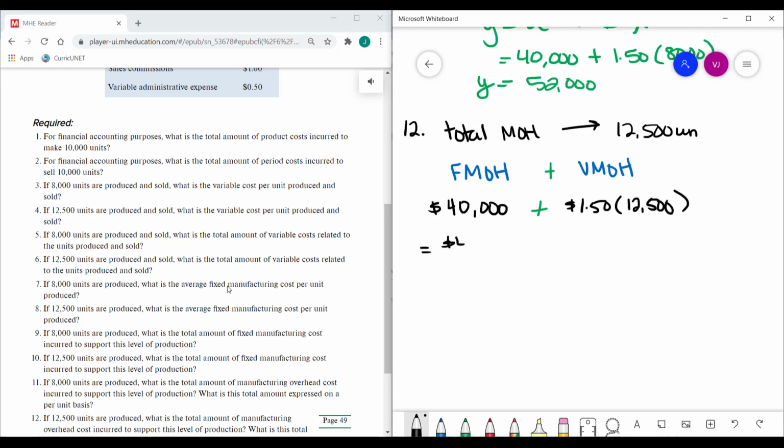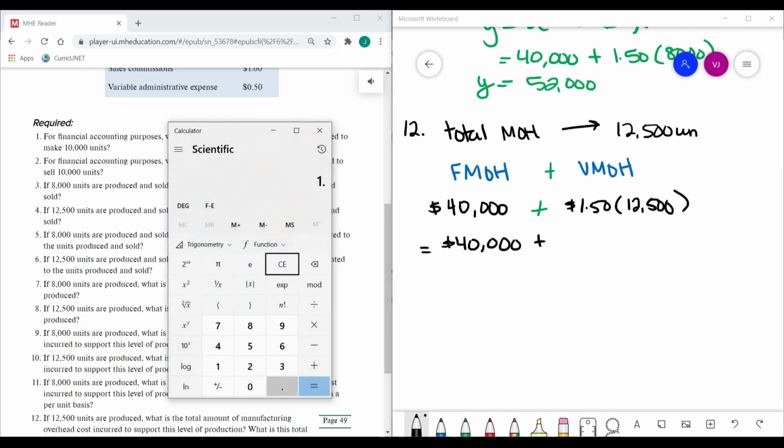So we'll bring down the $40,000 because that's the fixed element. And then 150 times 12,500 units, that's 18,750. Now we have our fixed and variable elements, so we'll add that 18,750 to our 40,000, and that gives us 58,750.